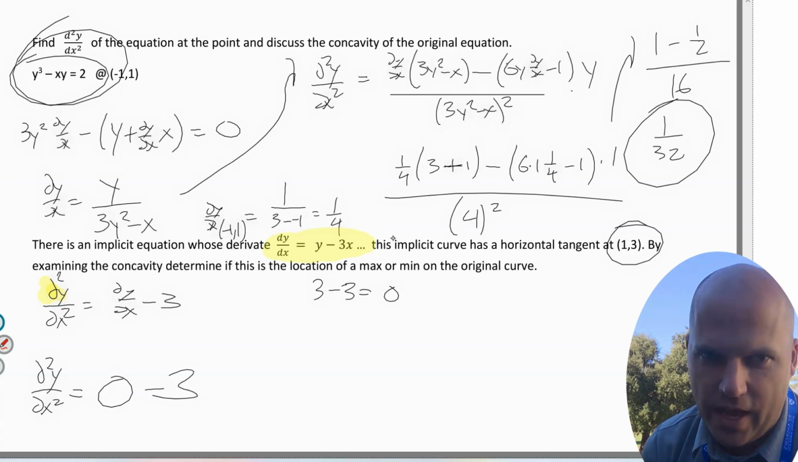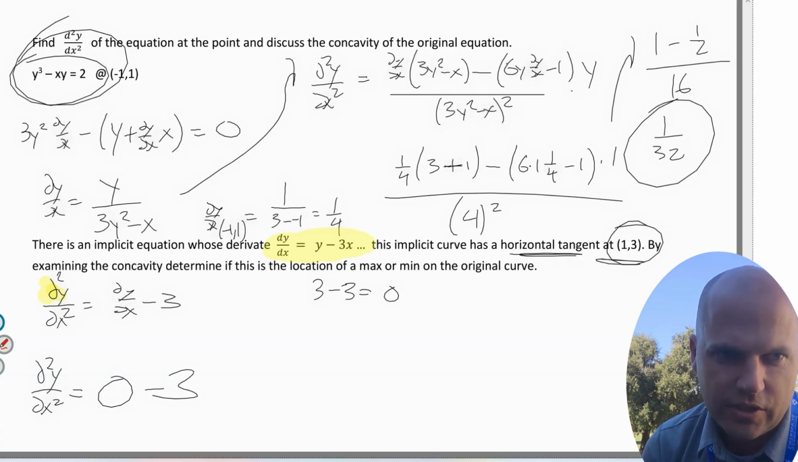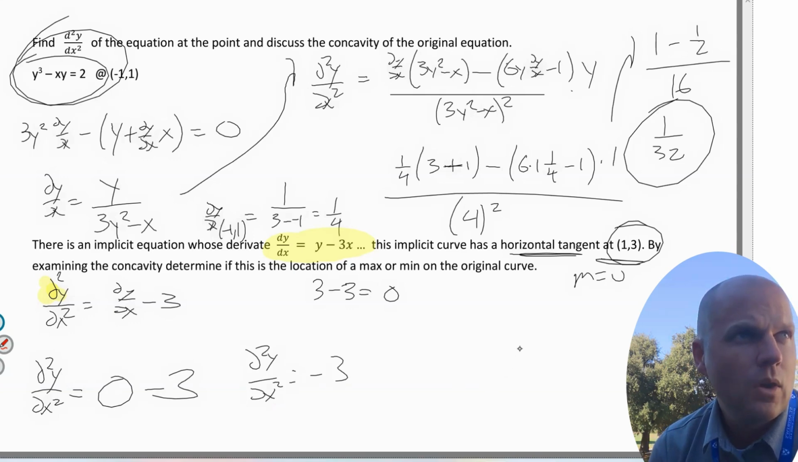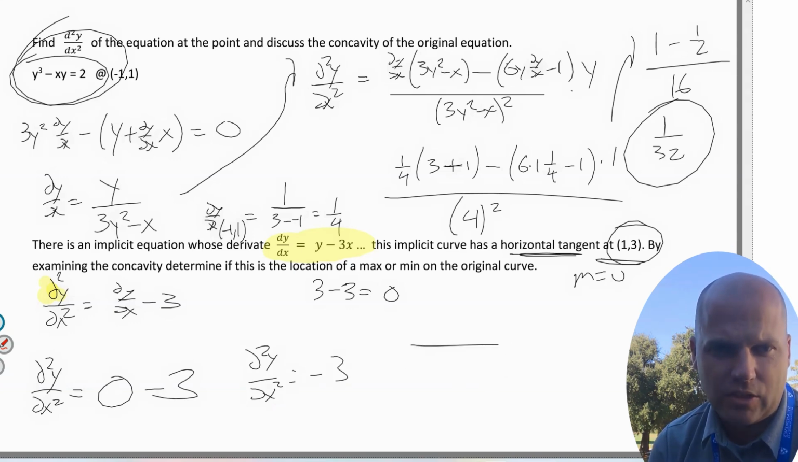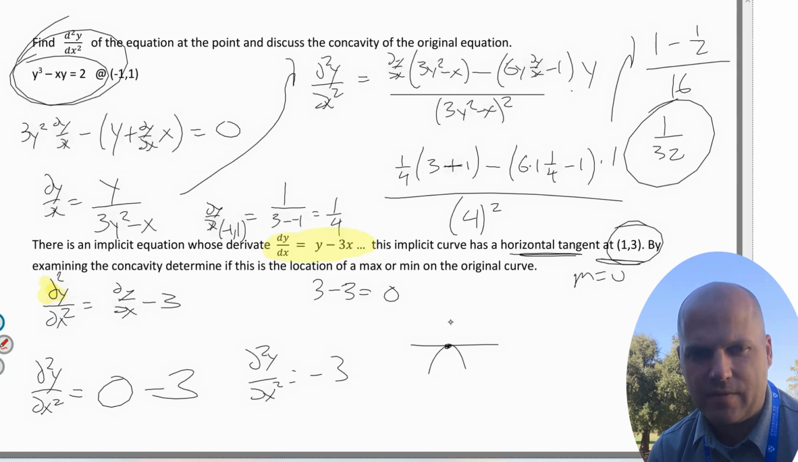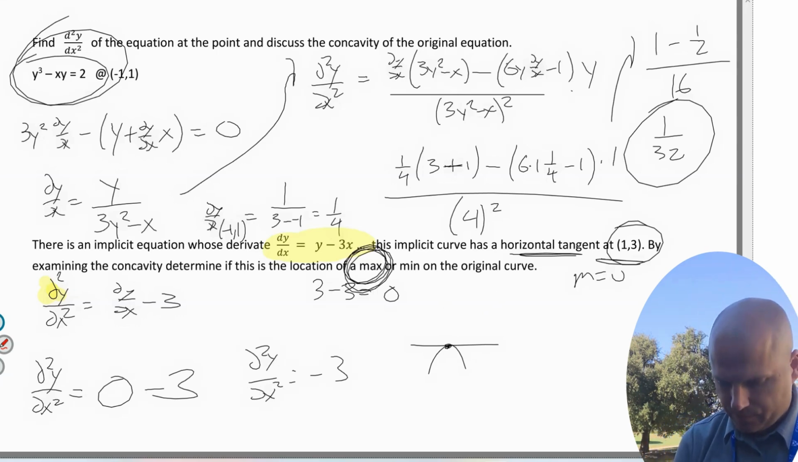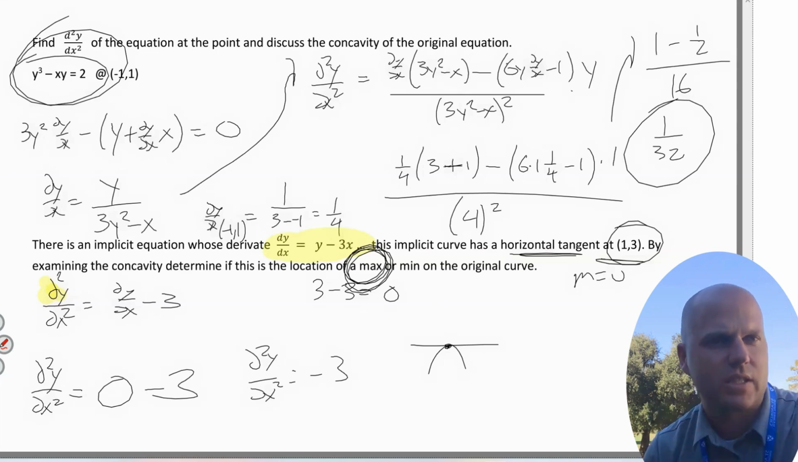This makes a lot of sense, because they told us we have a horizontal tangent. A horizontal tangent is when the slope's 0. So, boom, my slope is 0 at this point, (1, 3). Now, I just found that my second derivative is negative 3. What does that mean? At the location of a horizontal tangent, I know my function has to be concave down. We know that we must have a max. Okay, that's the second derivative test.